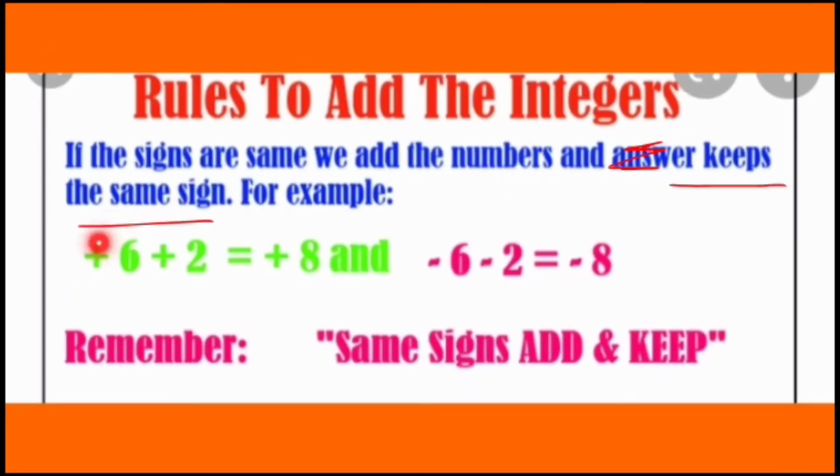See here, 6 has a positive sign, 2 has a positive sign, and this is addition. The 2 does not have any sign here, but it is understood to be positive. So we have only positive signs here. Just add these two numbers and put the same sign. Here also we have -6 and -2, the same negative signs. Add these two numbers, then put the same sign.